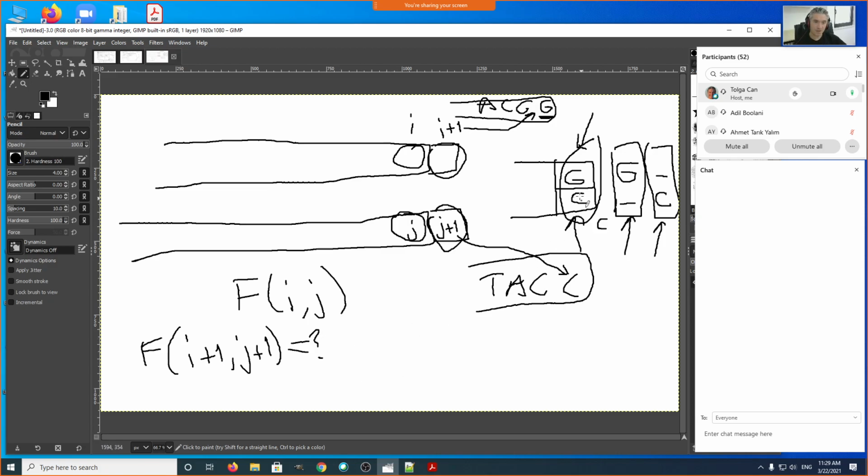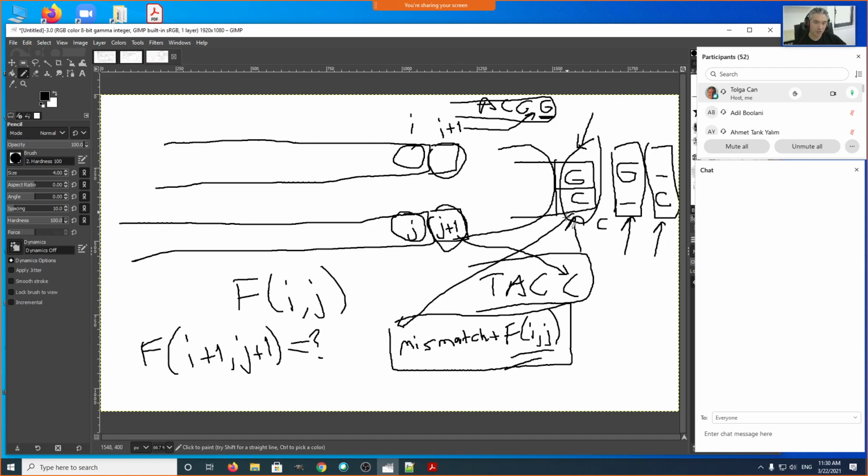In other words, for this option, I'm going to take a look at this: a mismatch plus what? What is the score of the best way to align the first i, j characters of the sequences? I mean, if G and C are matched in this last column, you have to know the best way to align the first i and j characters in the other sequences. So if somebody gives this to you already, and if you choose to use this as the last column of your alignment, your total cost of this option will be this: a mismatch of G and C plus the cost of whatever F(i,j) is.